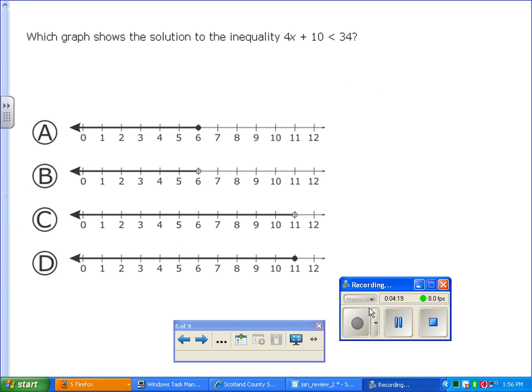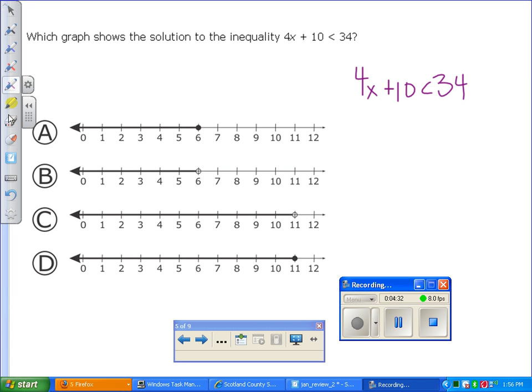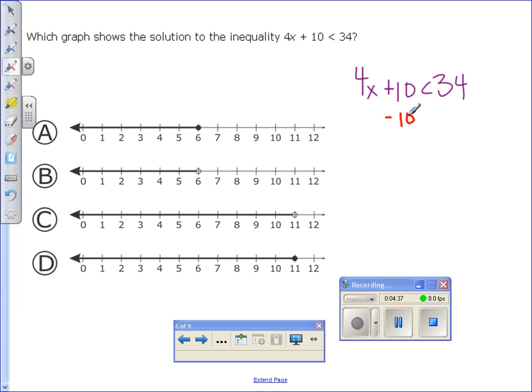Number 5, which graph shows the solution to the inequality 4x plus 10 is less than 34? Pause and solve this, and let's see if you get your answer right. Okay, obviously this is a two-step, so we need to subtract 10 first because we always undo adding and subtracting first. So 4 times x is less than 24. Some of you may already know what x is less than because 4 times something is 24. If you do not know, you do the opposite of multiplying, which is dividing.